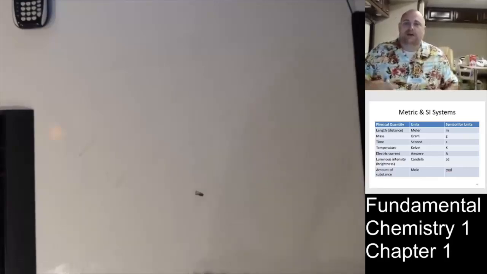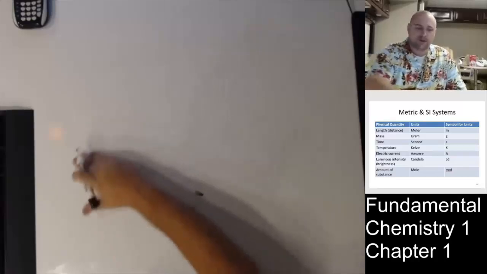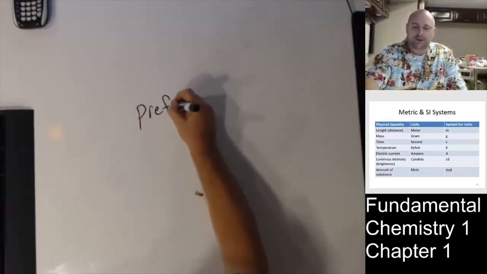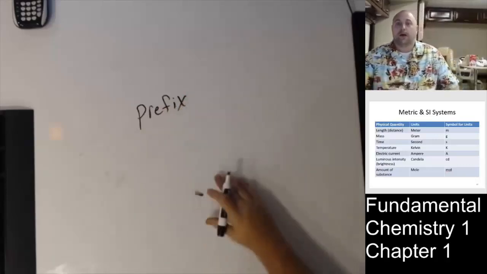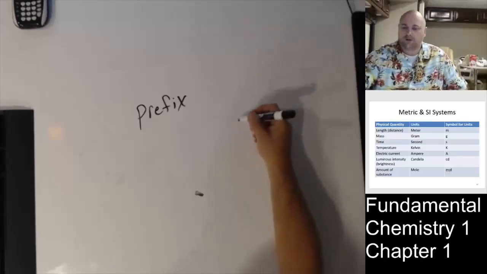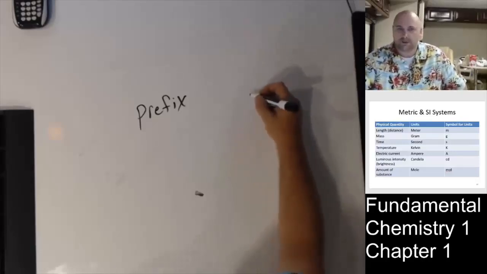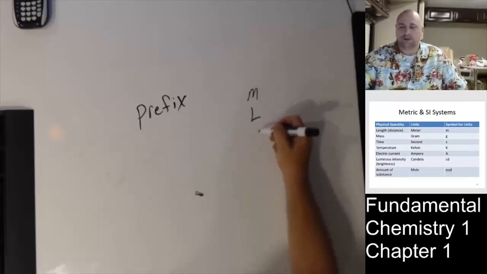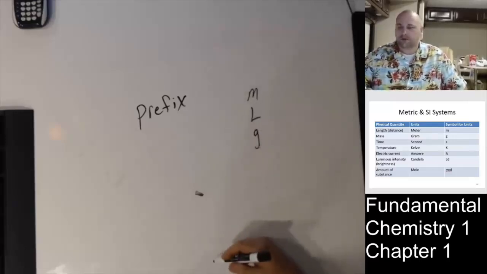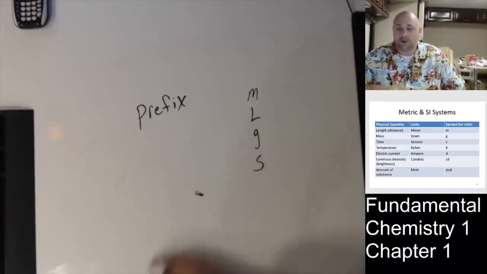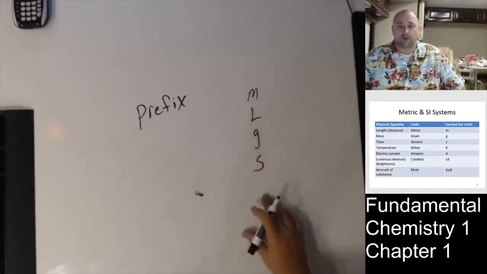Now, another thing that you have to be careful about with the metric system, the whole secret to the metric is it uses this idea of a prefix. And a prefix comes at the beginning. So the base units we see in metric are meter, liter, gram. We even see seconds. So a prefix will come before those.